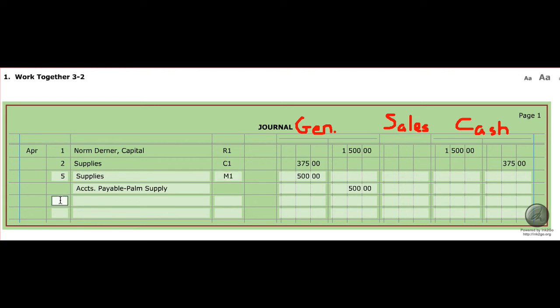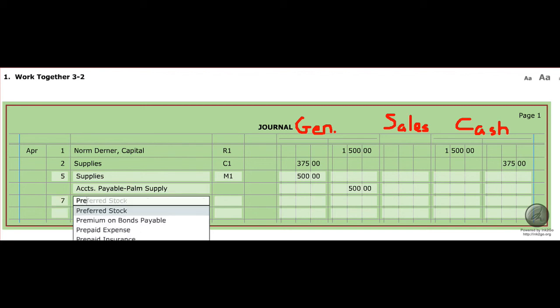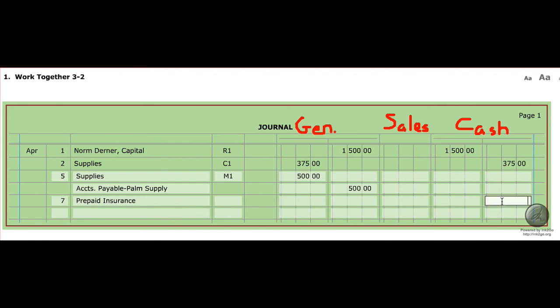Next transaction. On April 7th, we paid cash for insurance, $300, C2. The asset account prepaid insurance increases by a debit of $300, while the asset account cash decreases by a credit of $300. So our date is the 7th. Prepaid insurance is our title. Our cash is decreasing, so it is going to be a credit, so I'm going to put that in first. And then I'm going to debit my general to make that balance. Last step is to put my source document in, which is C2.